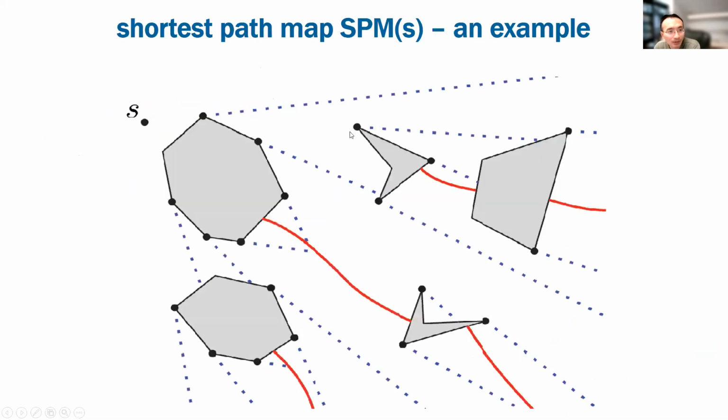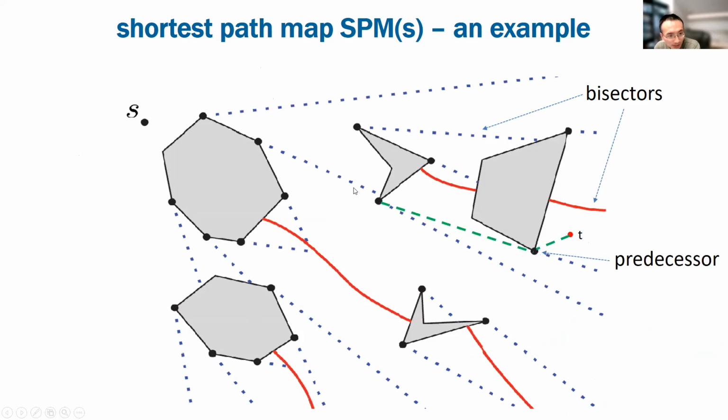Here is an example of a shortest path map. This is S, and those are the obstacles. The red curves are bisectors. The blue curves are also special bisectors. They are an extension from this vertex to this vertex, and you get this curve extension. Given point T, we first find the cell that contains T, and each cell has a predecessor. Follow the predecessor all the way back to S, and then you can find the shortest path from S to T.